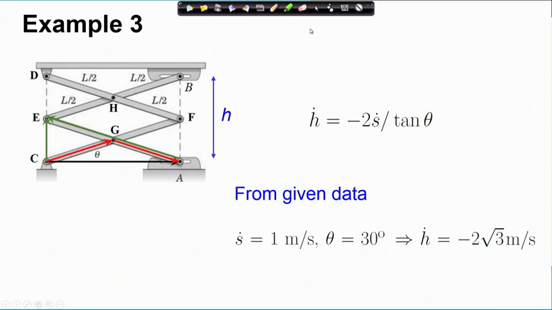So, that completes this example. So, with that I will close this lecture.